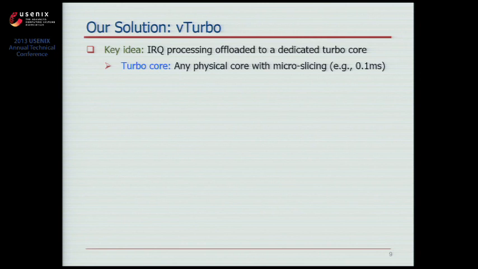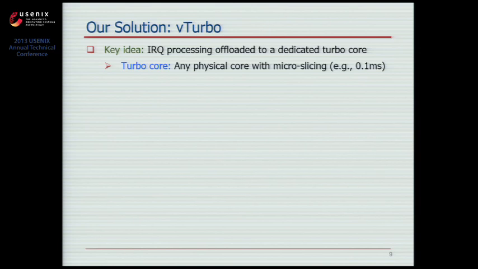Our idea is very simple. We try to offload the IRQ processing to a turbo-sliced dedicated core named the Turbo core. The Turbo core, in fact, is just a regular CPU. The only difference is that we set an extremely small VM scheduling time slice on this core. The other cores in the system are called regular cores. We only run the general application on the regular cores.